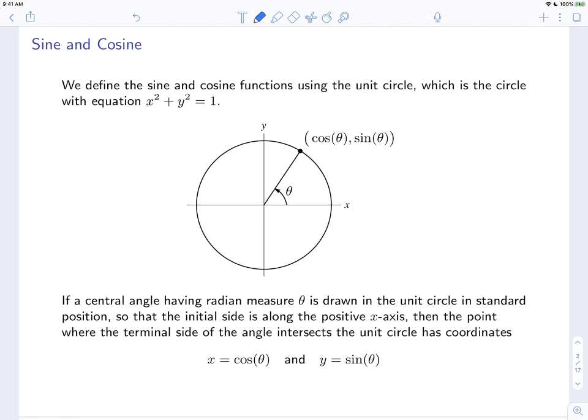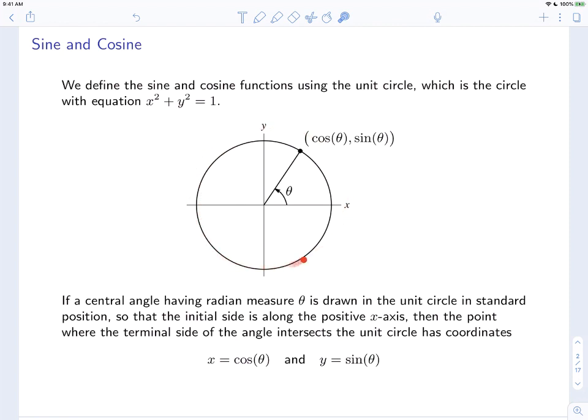We define the sine and cosine functions using the unit circle, which is the circle with equation x squared plus y squared equals 1. That's the circle with center at the origin, 0, 0, and having radius equal to 1. If a central angle having radian measure theta is drawn in the unit circle in standard position so that the initial side is along the positive x-axis, then the point where the terminal side of the angle intersects the unit circle has coordinates x equals cosine of theta and y equals sine of theta.